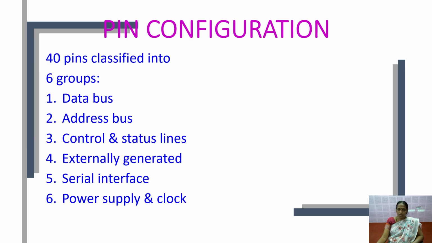Pin configuration. It is a basic concept of input and output data used in the microprocessor. It consists of 40 pins, classified into 6 groups. The first is the data bus, the second is the address bus, the third is control and status lines, the fourth is interrupts and externally generated signals, the fifth is the serial interface, and the sixth is power supply and clock.